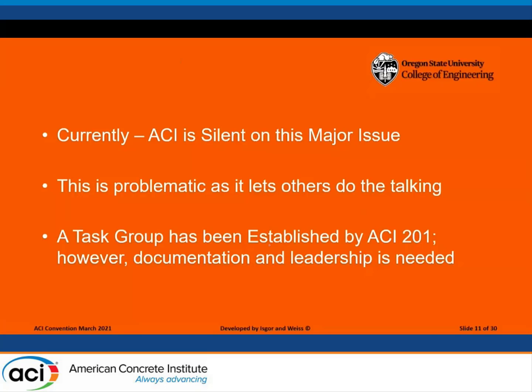Now, I want to point out that currently ACI has been really silent on this really important topic. However, I do want to tip my hat to ACI 201 because they've set up a task force, and that task force is hosting this session that's starting to create this discussion and starting to assemble the information, document the information, and put it out there to provide guidance and leadership on this for the industry.